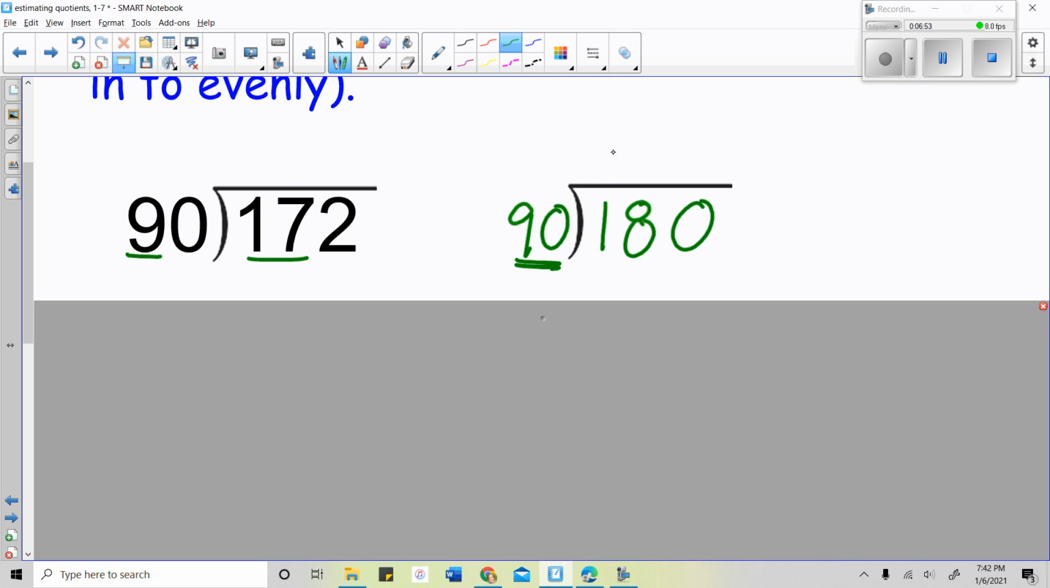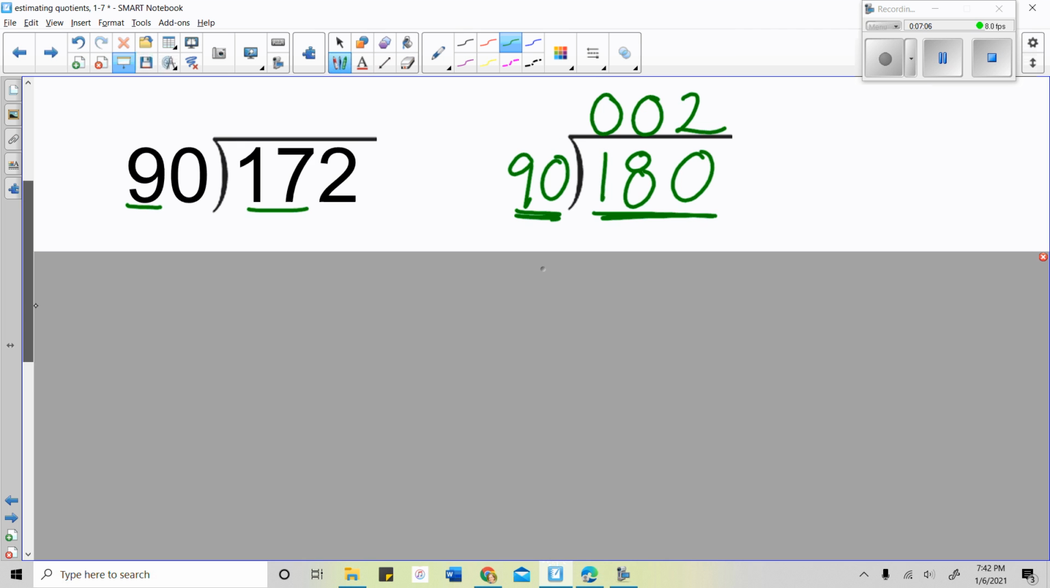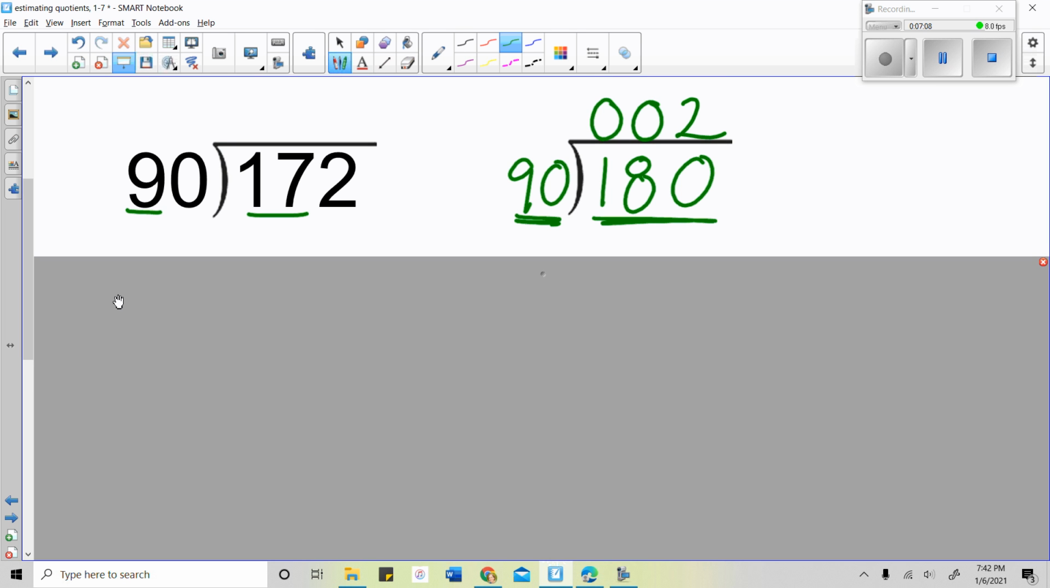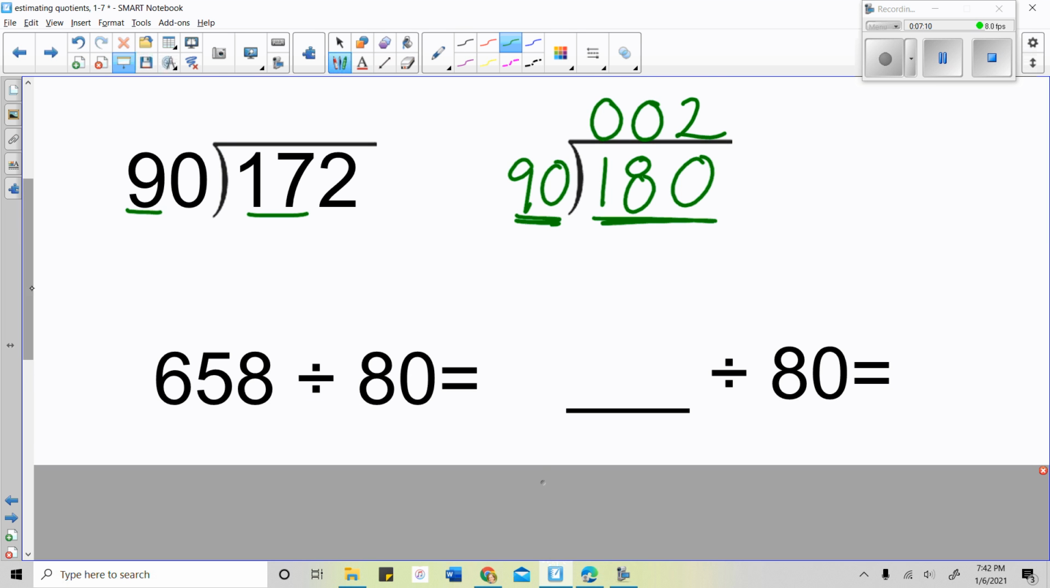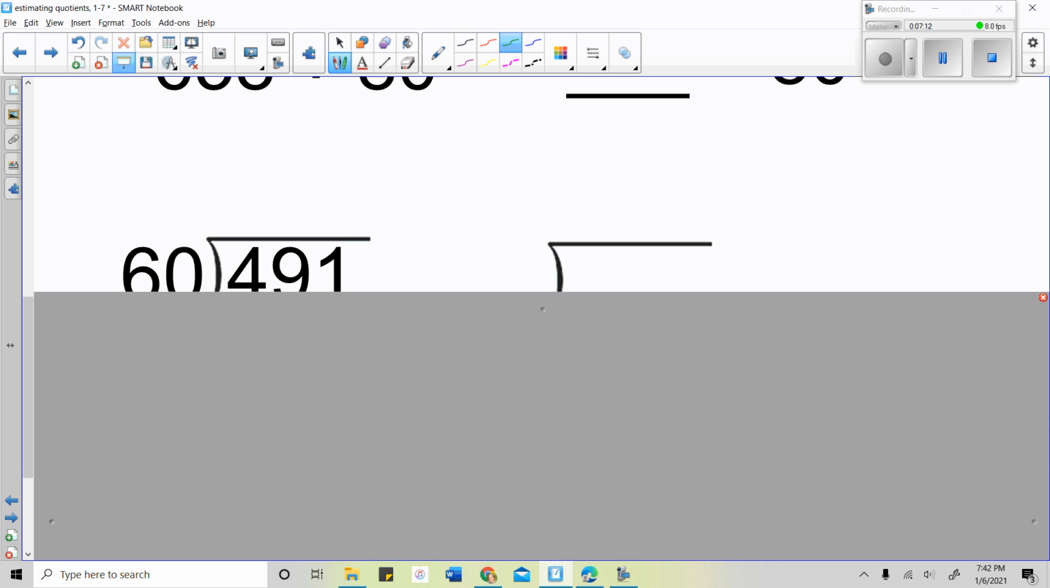So 90 will not go into 1. 90 will not go into 18. I have to go all the way over to the 180, and then 90 goes in 2 times. So you need to be careful with these two-digit divisors that you ask yourself how many times it goes in, and you put in those placeholder zeros so that you don't mess that one up.